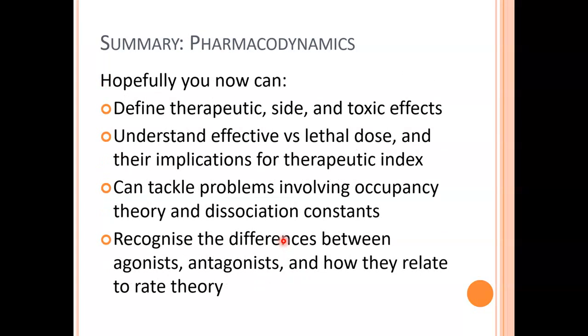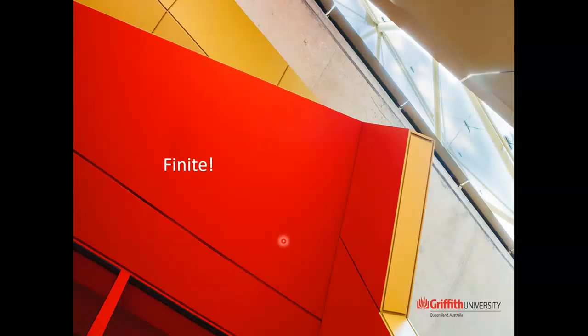So in summary, hopefully now you can define a therapeutic and toxic effect. You can understand the effective versus a lethal dose and the implications that they have for the therapeutic index. Definitely take a look at that and know how to diagnose a safe drug versus an unsafe drug, or even rank drugs by safety. You should be able to tackle problems involving occupancy theory. That's the only one I talked about. And recognize the differences between agonists and antagonists, and how they relate to rate theory.